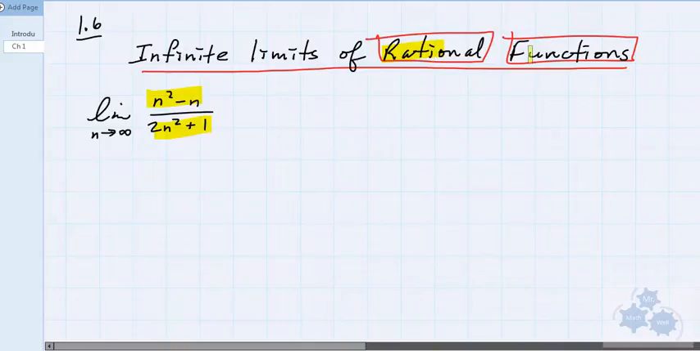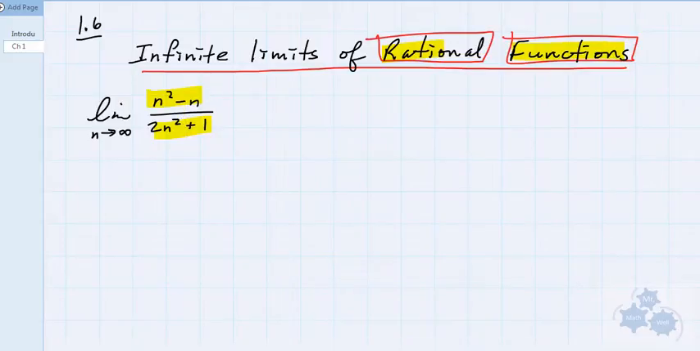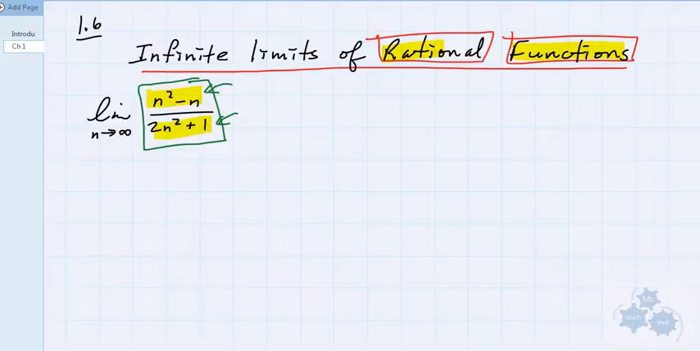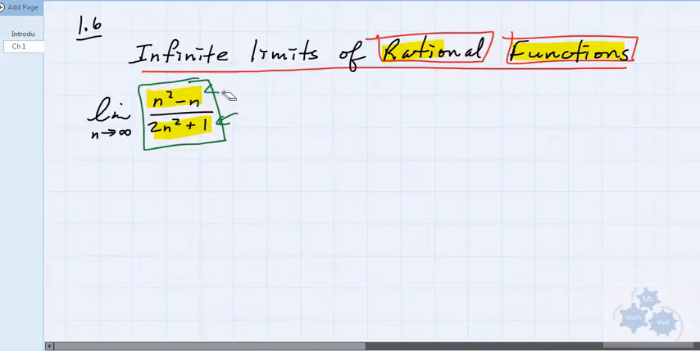And comprising that ratio would be two functions. Okay? So you have a function on top and a function on the bottom. And that's what a rational function looks like. In its entirety, it's a function that is created by a ratio of two other functions. Okay. So the infinite limit part of it is, of course, this part.